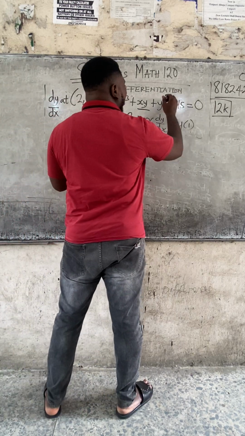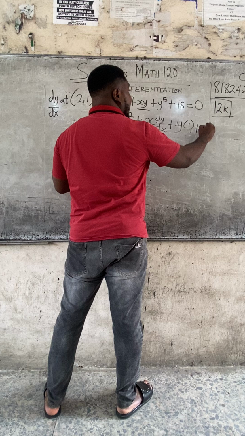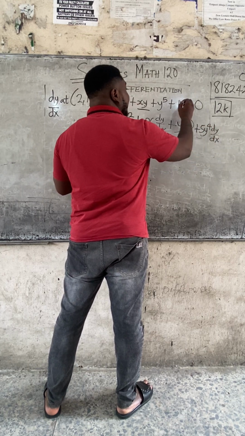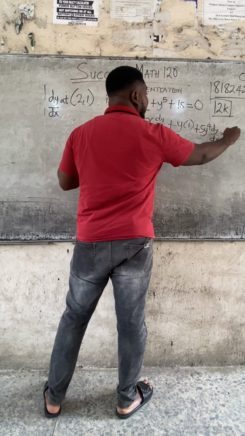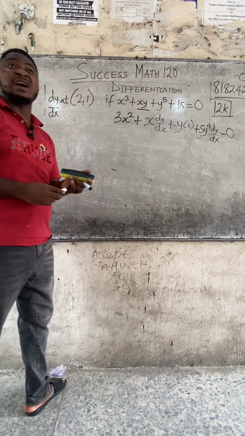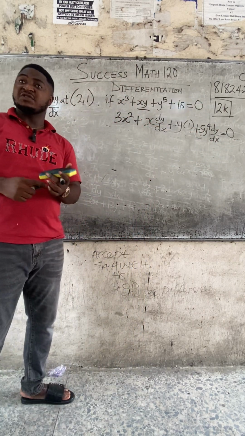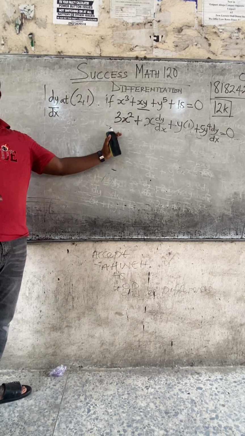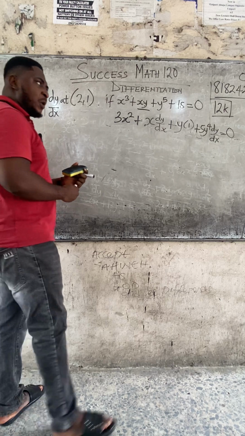Differentiate y raised to power 5. What will you have? 5y raised to power 4 dy/dx. The 15 is a constant, right? So everything equals, differentiate 0, you also have 0. Differentiation of 0 gives you 0. Who got to this stage at least? Almost everybody. Well done, class. Well done, class. Now moving forward.